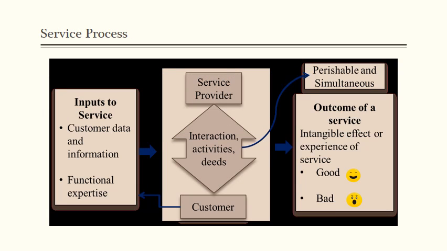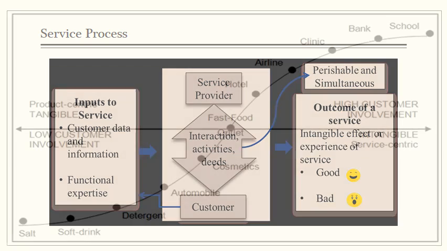Service process. The service process includes the inputs of the service provider and the outcome of the service. The input involves customer data, information and function. In the service provider, it involves the interaction, activities and deeds which lead to the perishable and the stimulus, which leads to the intangible nature of the service, which is good or bad.